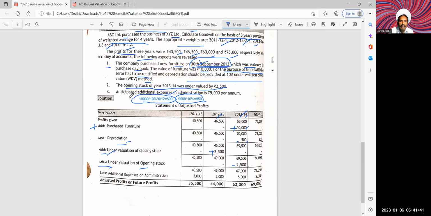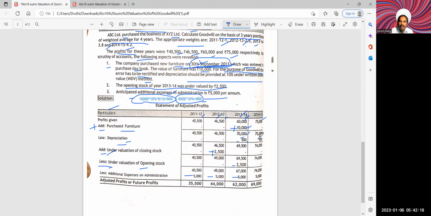Anticipation of additional administration expenditure, 5,000 per month, so 5,000 is subtracted. First step, calculation of adjusted profits. First year 40,500, second year 46,500, third year 60,000, fourth year 75,000. Add purchase of furniture. Which year? 2013-14, see the adjustment, 10,000. So now you get 70,000.